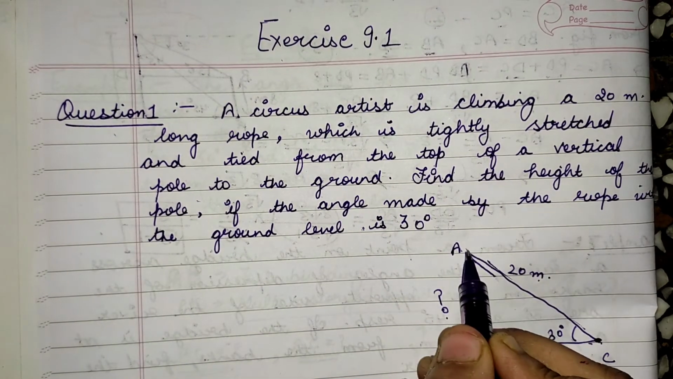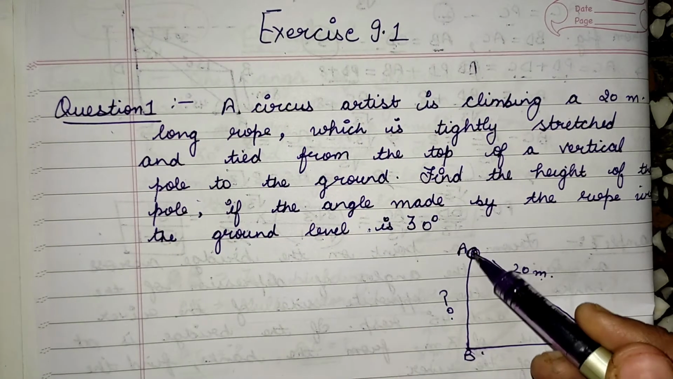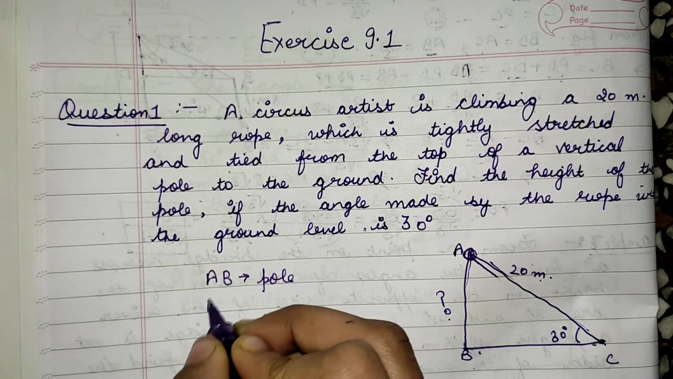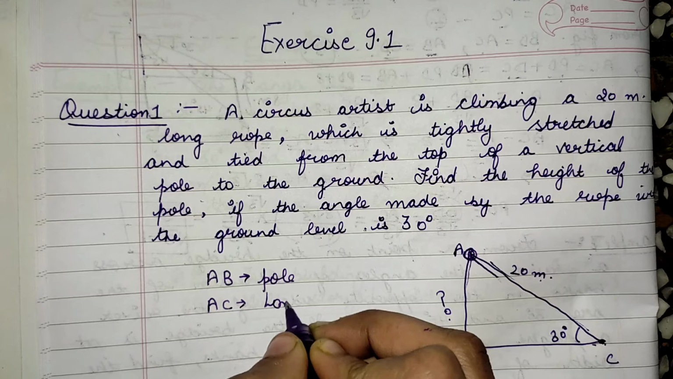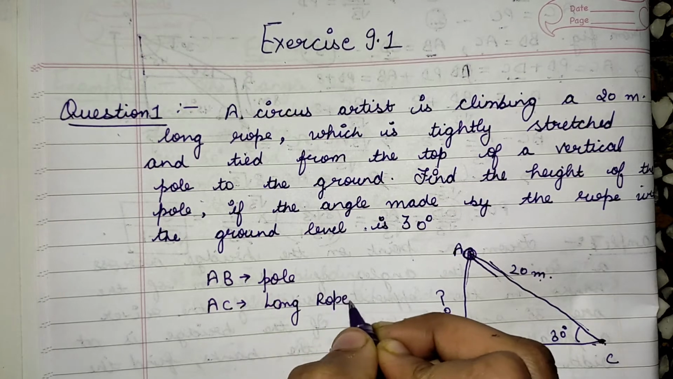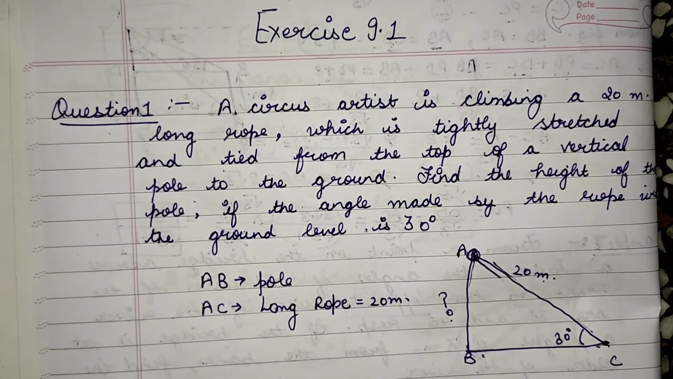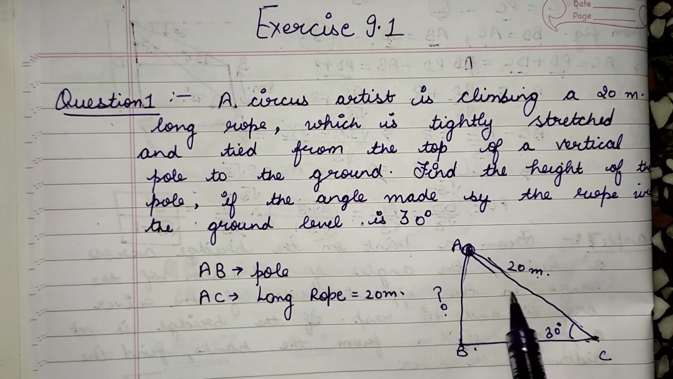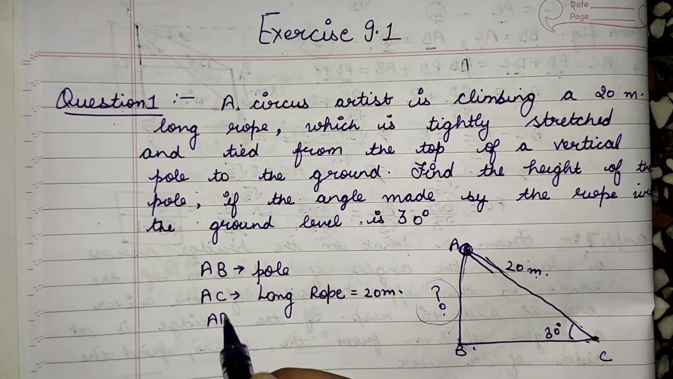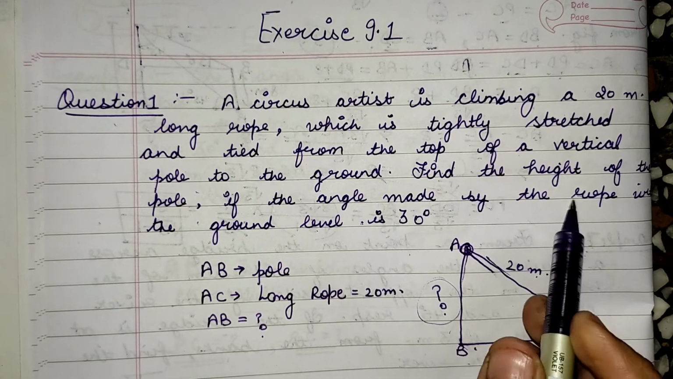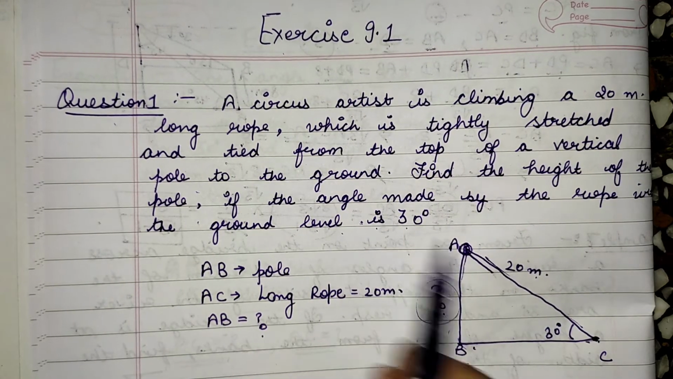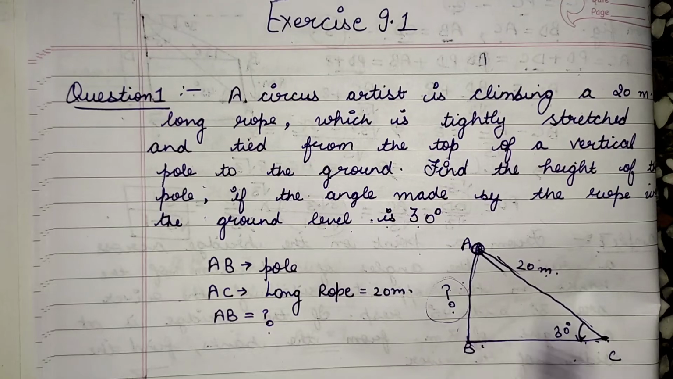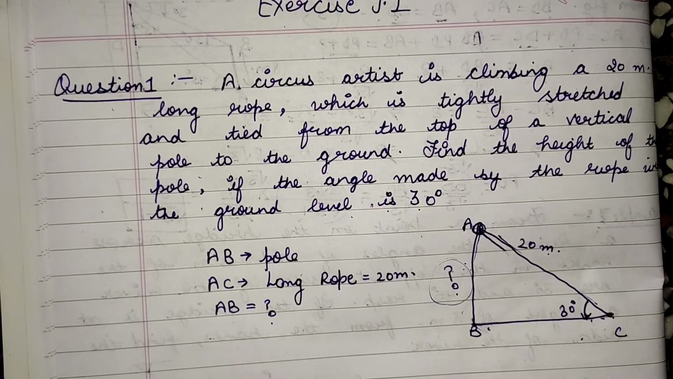So how is it tied? It is tied at the top of the vertical pole. So AB is my pole and AC is my long rope whose length is given to be equal to 20 meters. Then what you have to do is find the height of the pole, if the angle made by the rope with the ground level is 30 degrees. If this angle is 30 degrees, then you have to find this height AB, right?